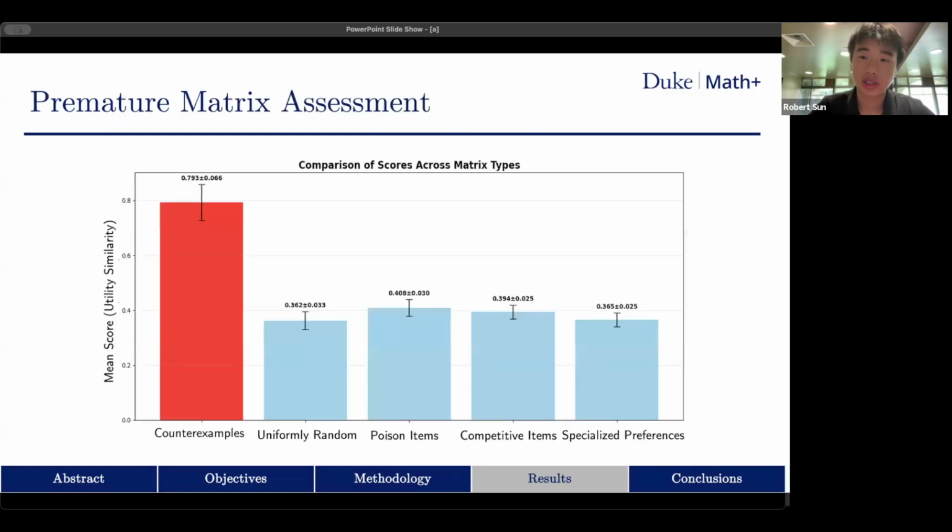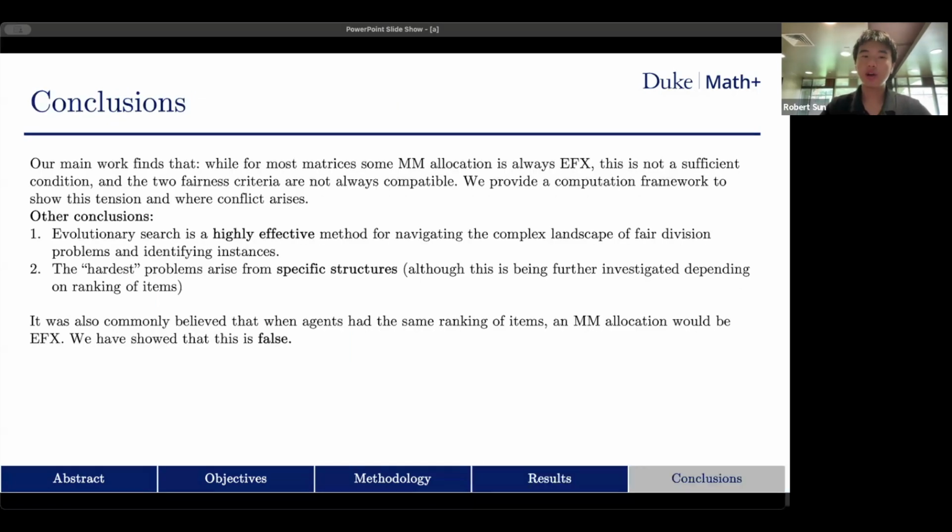We can also see that our counterexamples perform a lot better in our score test compared to these artificially generated ones. We tried to replicate our counterexamples by looking at agents with specialized or spiky preferences. We looked at competitive items. We looked at having poison items, ones that no one really wanted. And we also looked at just random matrices in general. Counterexamples did perform a lot better than the ones we tried to artificially generate that were not counterexamples. So what are our main conclusions?